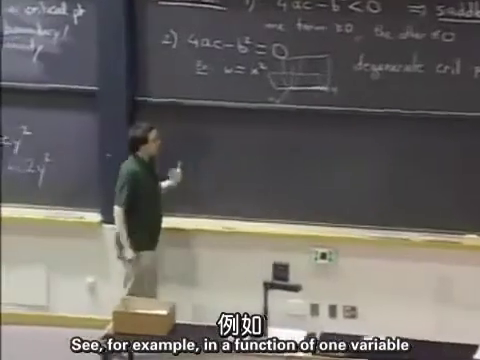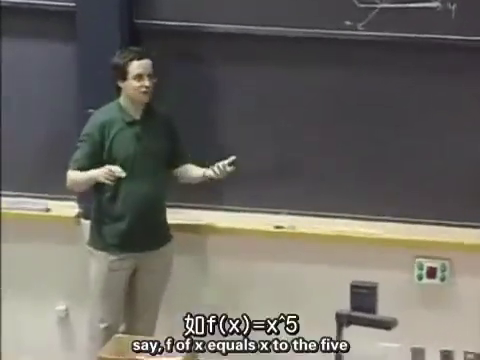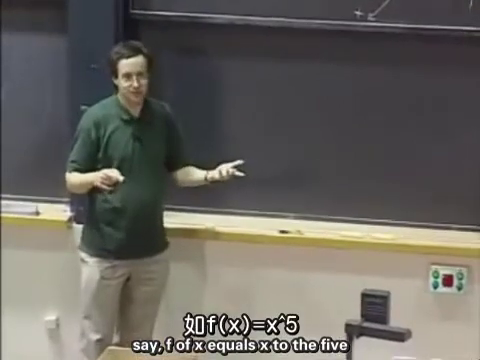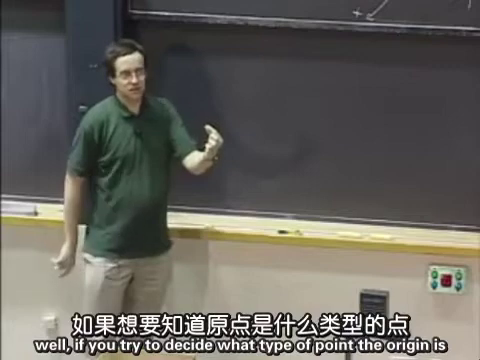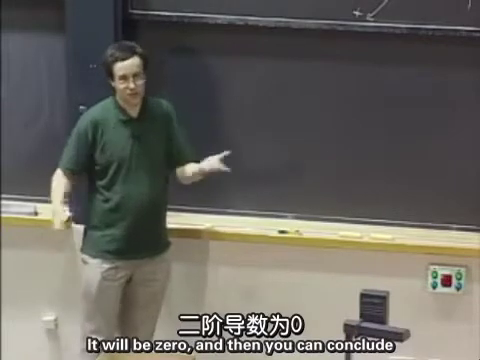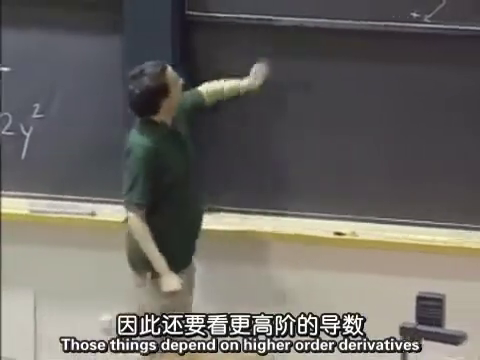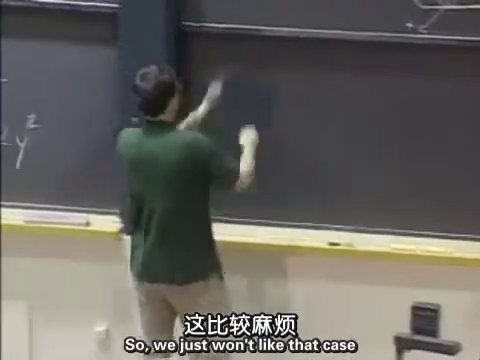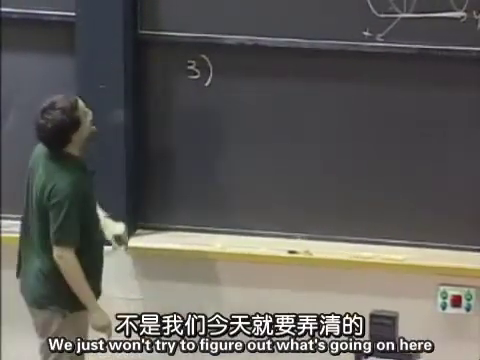See, for example, if you have just a function of one variable, say f of x equals x to the 5, and you try to decide what type of point the origin is, you take the second derivative, it will be 0, and then you can't conclude, because things depend on higher order derivatives. So we just won't try to figure out what's going on in this case.